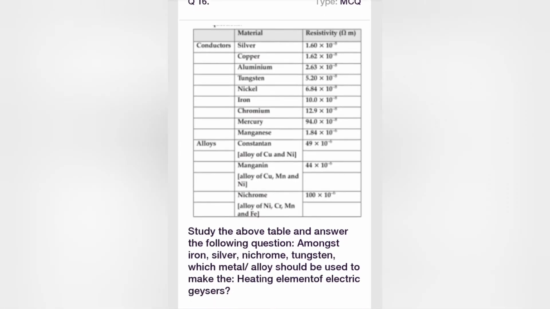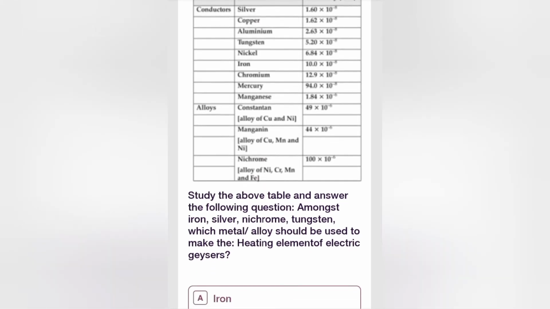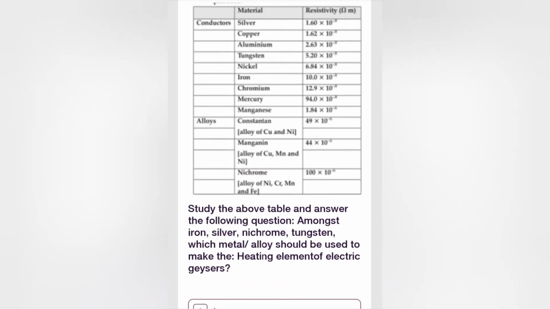Study the table and answer the following question. Amongst iron, silver, nichrome, tungsten, which metal alloy should be used to make the heating element of electric geysers? As I already told, for boiling or heating element, just compare and see. Iron is 10, silver is 1.6, iron is 10, then nichrome is 100, and tungsten, yes, it's 5.2. So which has got high resistivity?